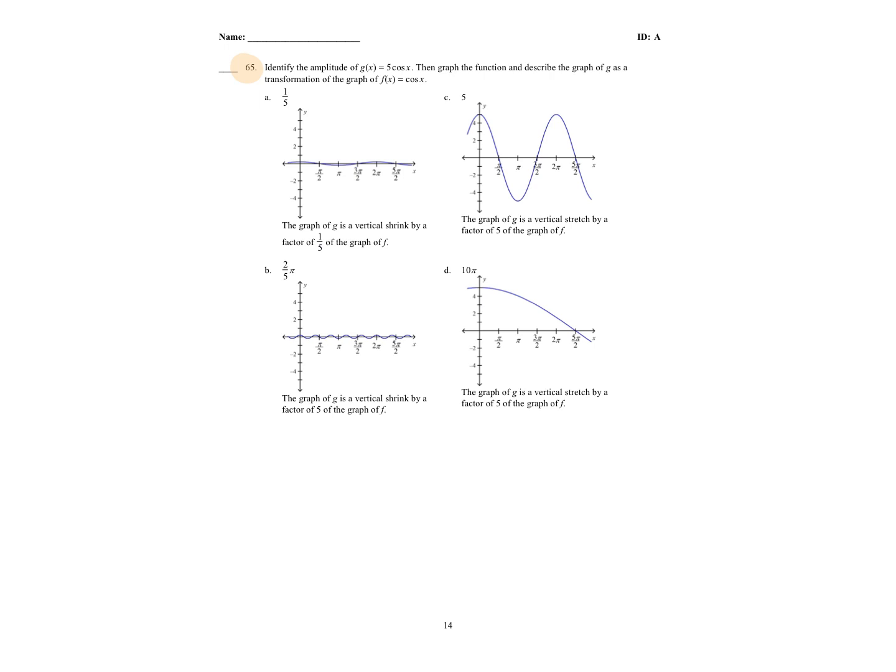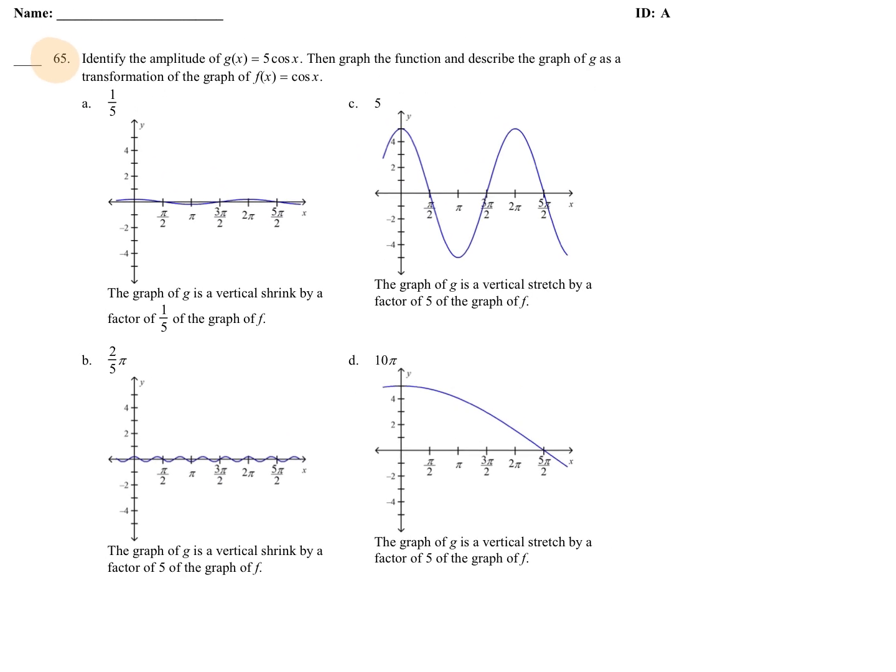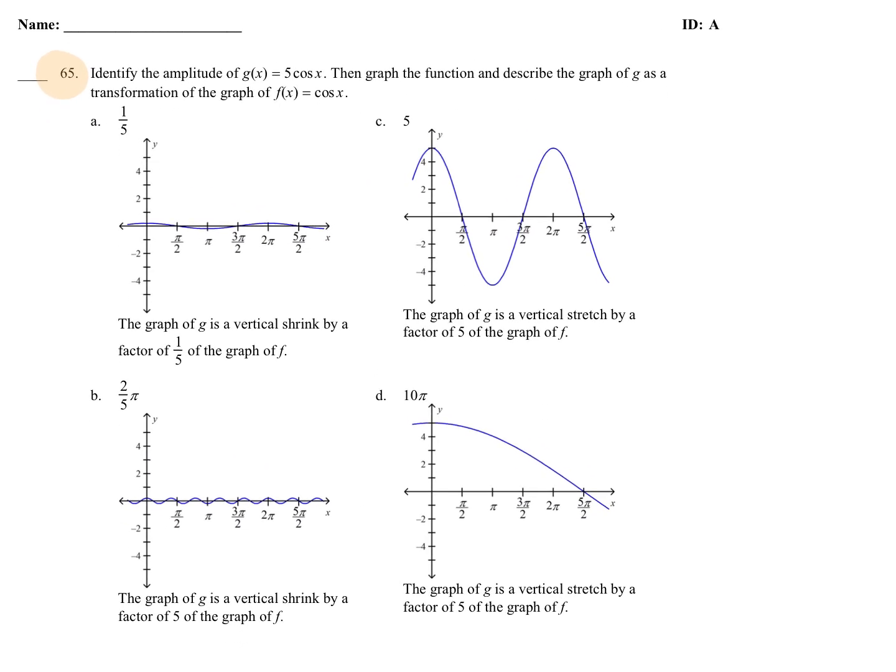Let's look at 65. It says identify the amplitude and then graph the function. What would our amplitude be here? 5. It's the number that we multiply out front. So which answer choice has the amplitude of 5? C. So you don't even have to graph it.